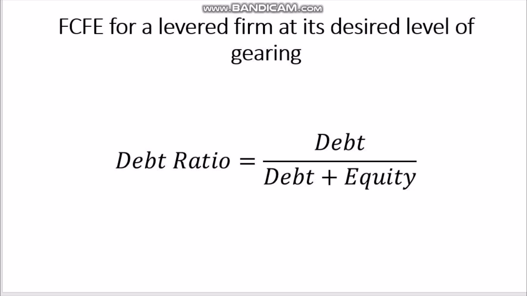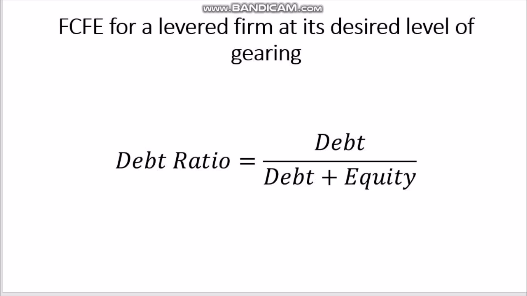Now, free cash flows to equity for a levered firm that is operating at its desired level of gearing. By the desired level of gearing, we are saying the company presets the amount of debt finance that a firm expects to operate at. For a firm like that, it has its own way of calculating the free cash flows to equity.